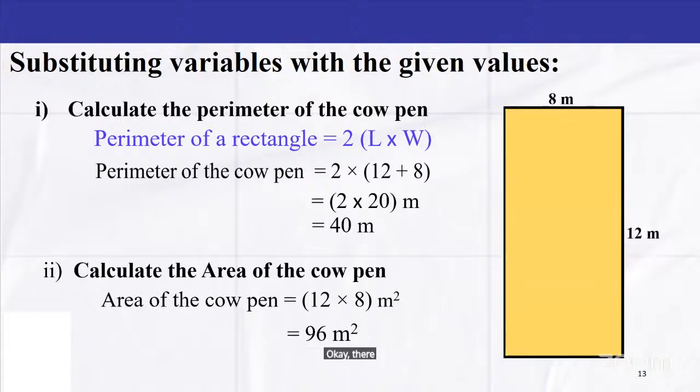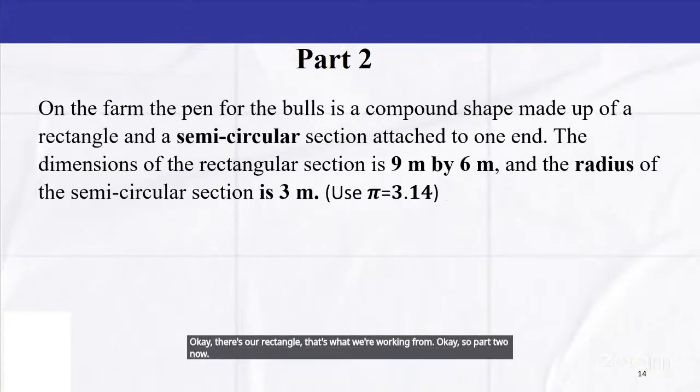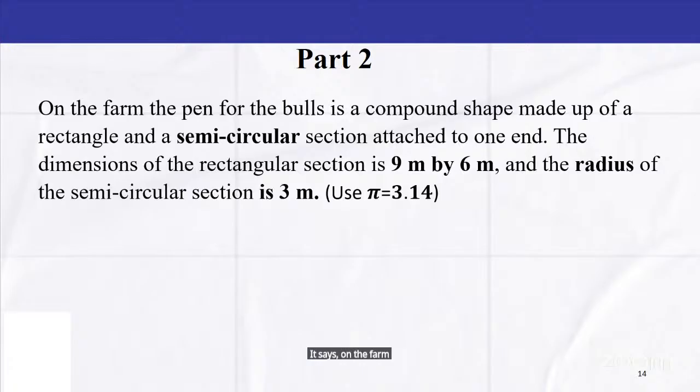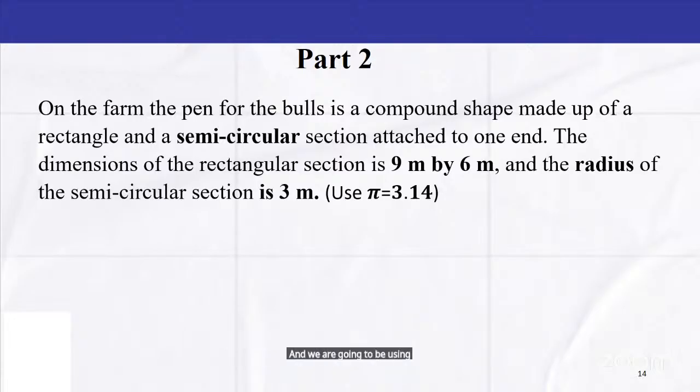Okay, there's our rectangle. That's what we're working from. Okay, so part 2 now. It says, on the farm, the pen for the bulls is a compound shape made up of a rectangle and a semicircular section attached to one end. The dimensions of the rectangular section is 9 meters by 6 meters. And the radius of the semicircular section is 3 meters. And we're going to be using pi as 3.14 to aid in our calculation.